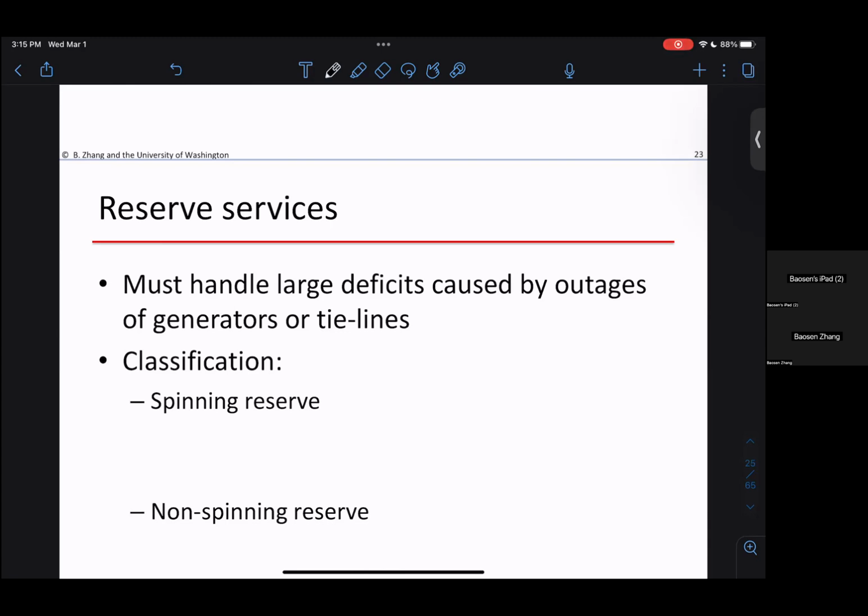Okay, so we'll take a 5-minute break. Then we'll look at these reserve services. There's an interesting bit of market behind reserve services here.